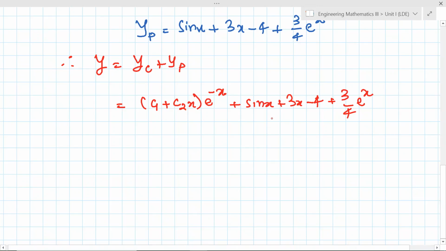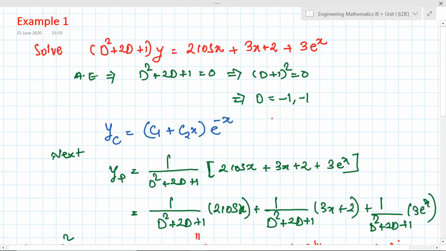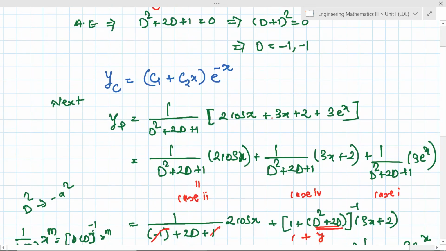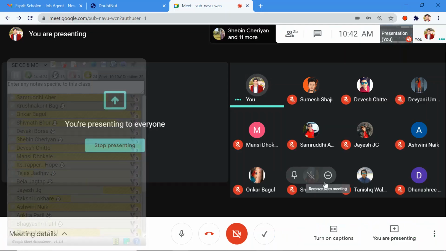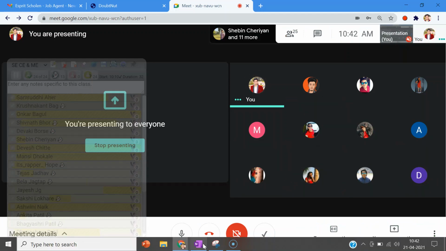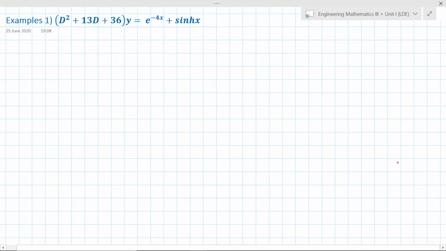Hope you have got this. Is there any doubt in this example? If you have, please ask. Yes, are you getting this? Everybody, I think you have got this point. Okay, so fine. Let us move forward to the next question.